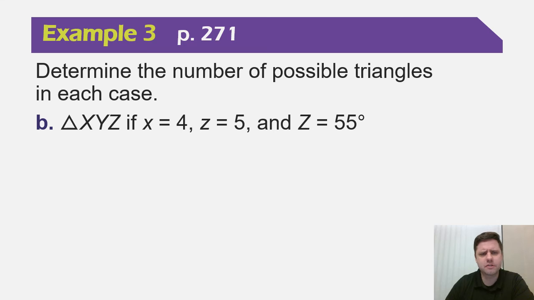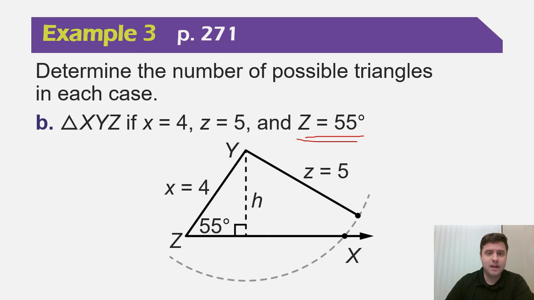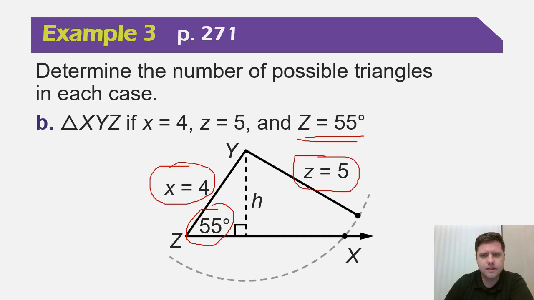Okay, what about for case B? What about triangle XYZ if x equals 4, z equals 5, and again, the angle measurement of Z is 55 degrees. So in this case, we have an acute angle, right? And so here's a good drawing of that. We have Z equaling 55 degrees. Here is our x at 4, and our z is 5.